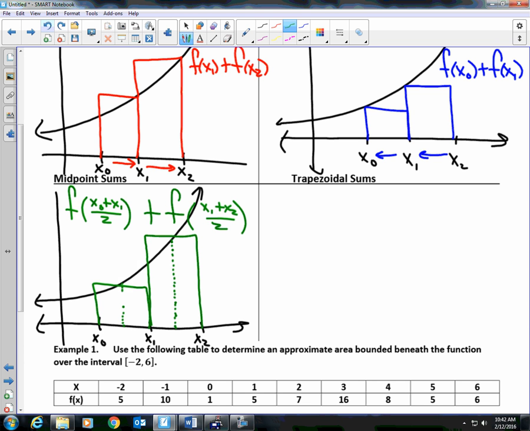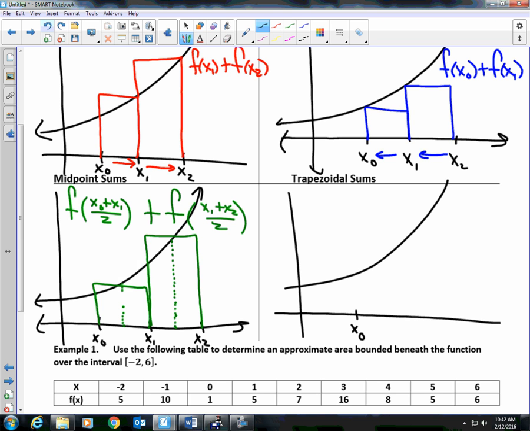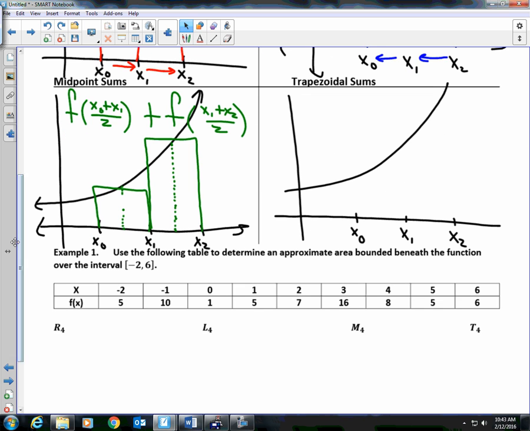The last one looks like it's going to be most confusing. It's actually the easiest, and it's my favorite. The trapezoidal sum is awesome. If we have a curve, x sub 0, x sub 1, x sub 2, and they want to be able to evaluate the trapezoidal sum, here's what happens, and here's the conceptual piece that you need to keep in your brain.